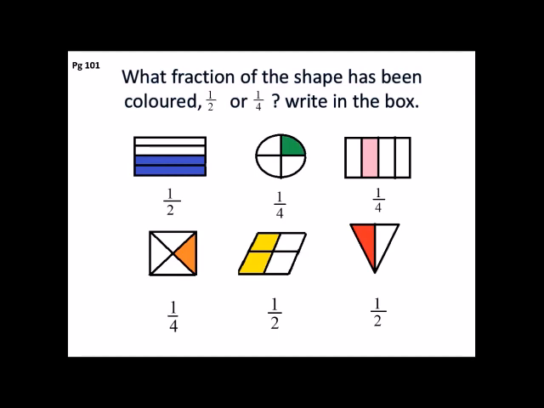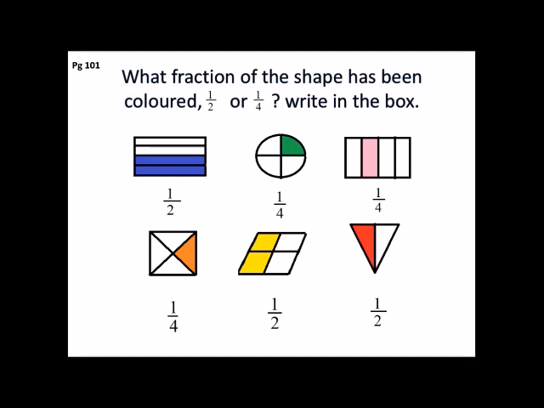Page number 101. Question number 5. Let's read it. What fraction of the shape has been colored? 1 by 2 or 1 by 4? Write in the box. Here are two options: 1 by 2 and 1 by 4.